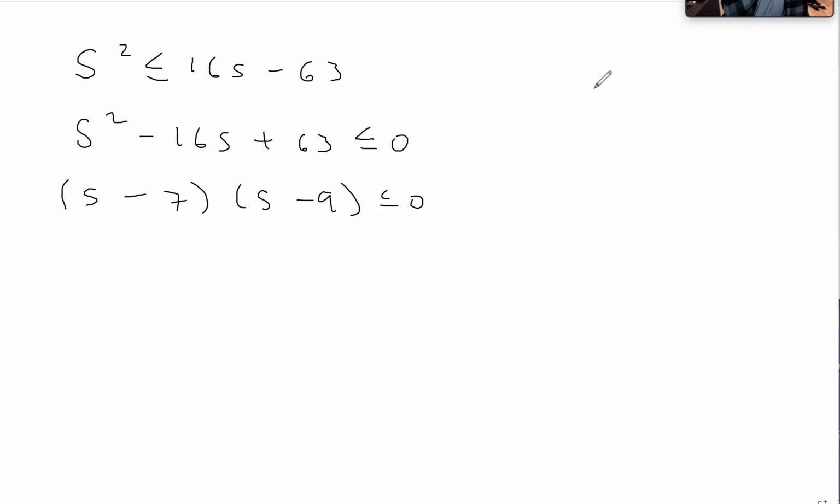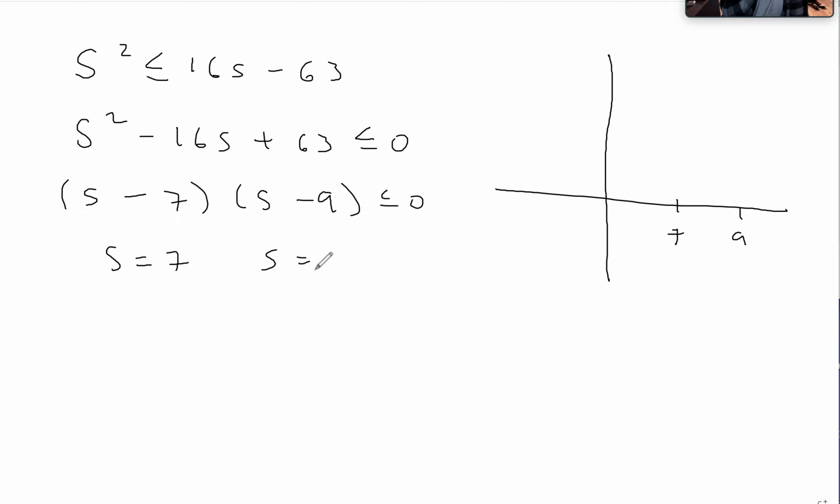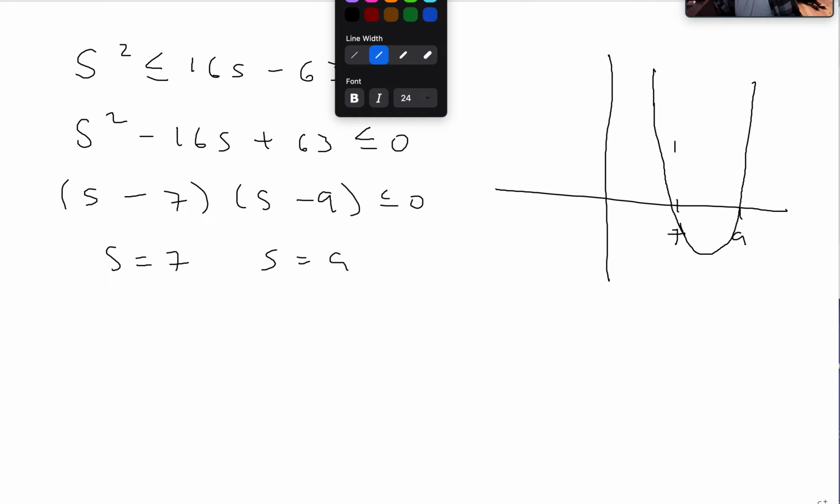So this would be a parabola. And I'm just going to call this 7. I'm going to call this 9, because those are where my zeros are. And it would be opening up and looking at something like that. So what this right here is saying is we want this stuff to be less than or equal to 0.